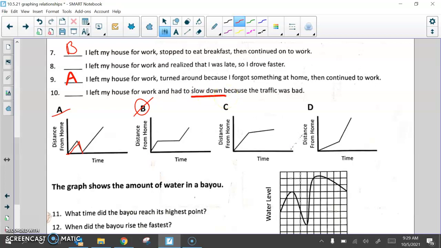Okay, then I have that I left my house for work and had to slow down. So now I'm at C or D. So you're driving and then you're slowing down. And the other one says you're driving and then you drove faster. So remember, faster is going to be a steeper slope. So faster has to be D and slower has to be C.